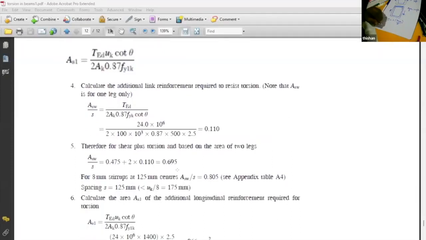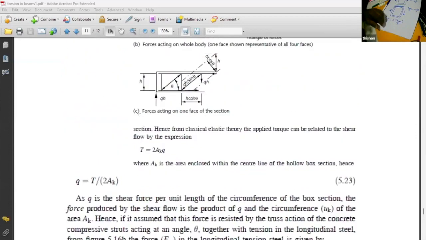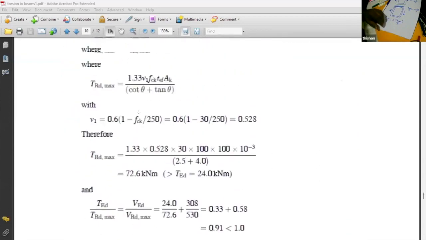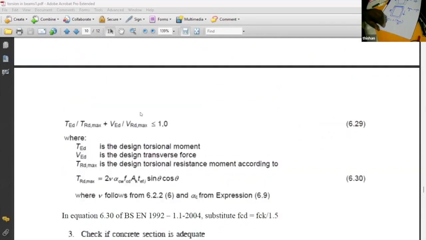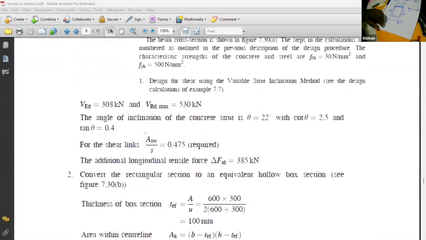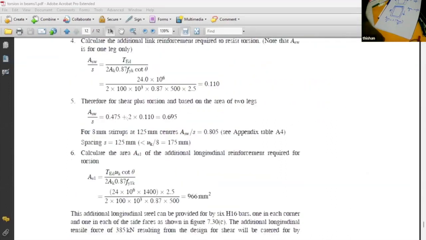So what is the total shear link requirement? 0.475 comes from the earlier one. Remember I showed you the shear link requirement that has been calculated as 0.475. And in shear, there's an additional longitudinal force that is 385. So 0.475 plus 2 times 0.110 is 0.695. So what are we going to do? We have to find ASW.